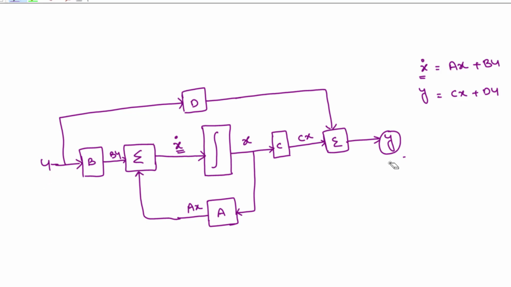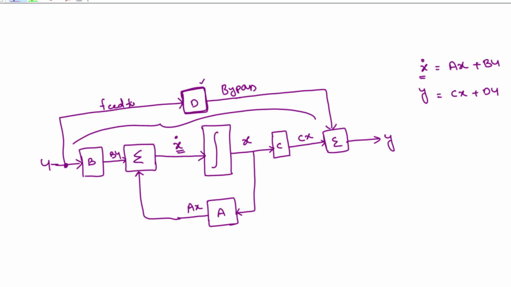Now, the important thing that you need to understand is about D. This D information does not depend upon any of the system parameters. It does not depend upon integration or summation. It is completely bypassed. This is called the bypass information. So directly, bypass information, you take from U and put it to the summation, and this is what we are calling the feed forward matrix. So we are directly taking the input and adding it to the output.